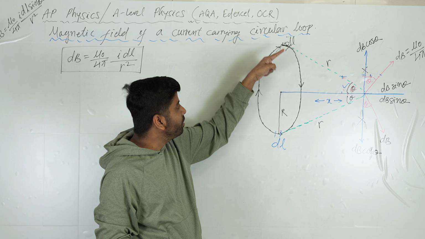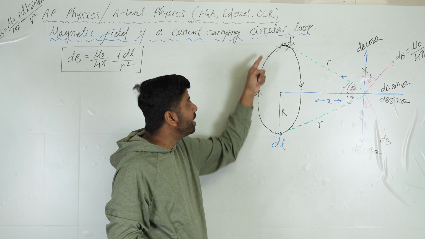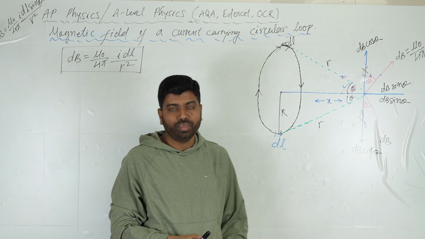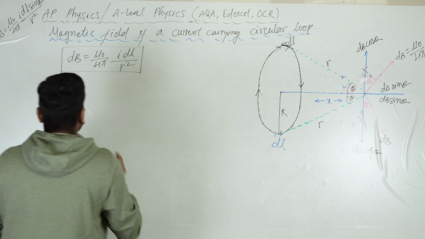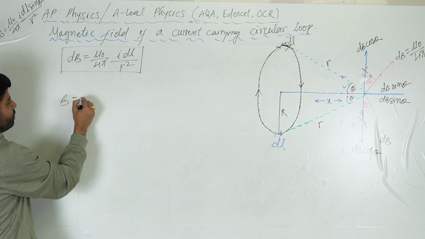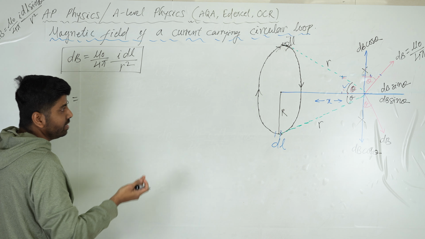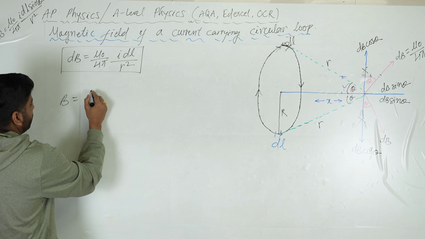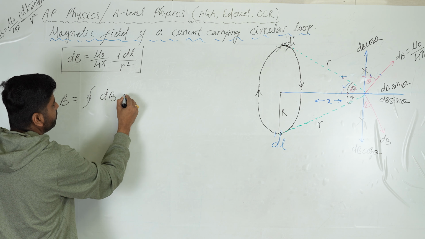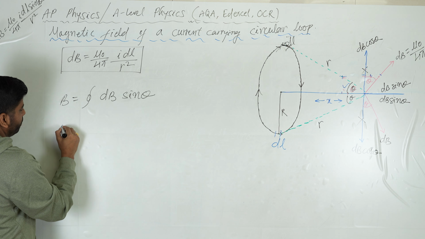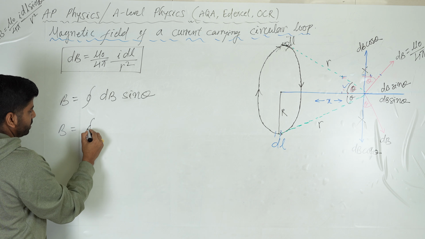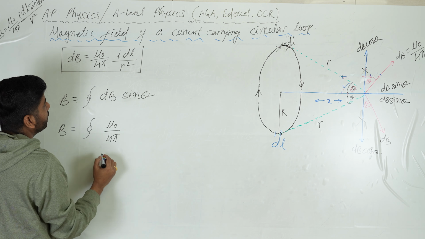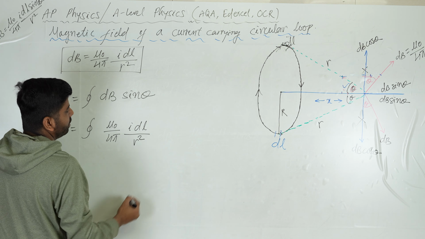If I want the total magnetic field due to the entire circular closed loop, I have to add all the dB sin theta, and for that we can use integration. So the total magnetic field intensity on its axial line at the point, at distance x from the center of the loop, is the closed integral of dB sin theta. So B equals the closed integral of, instead of dB, I can write mu naught upon 4 pi I dl upon r square into sin theta.